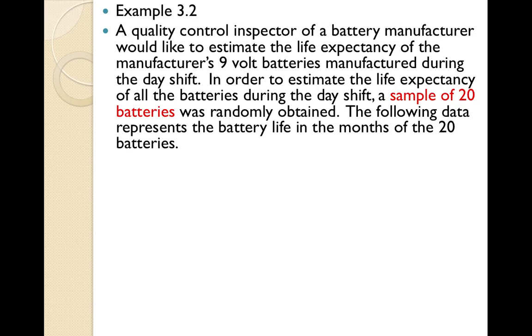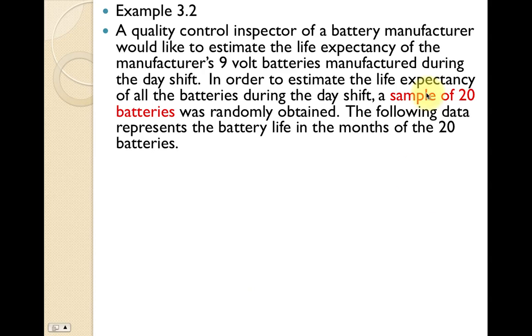Example 3.2. A quality control inspector of a battery manufacturer would like to estimate the life expectancy of the manufacturer's 9-volt batteries manufactured during the day shift. In order to estimate the life expectancy of all the batteries during the day shift, a sample of 20 batteries was randomly obtained. The following data represents the battery life in months of the 20 batteries.